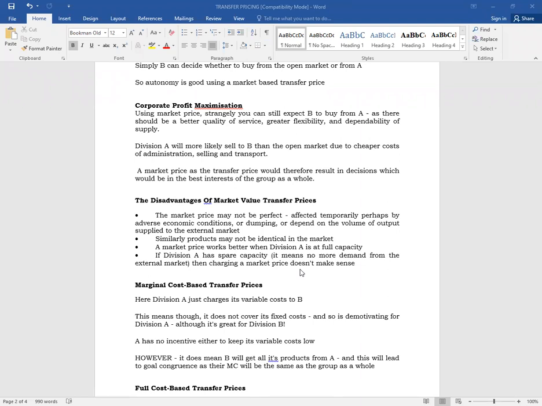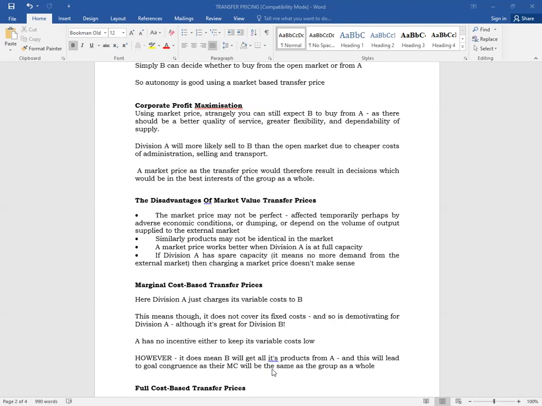So the first one is the concept of market prices being distorted. Number two, the concept that these products we're selling here may not be exactly identical to what is outside there. Number three is the concept of an availability of that market in the first place.